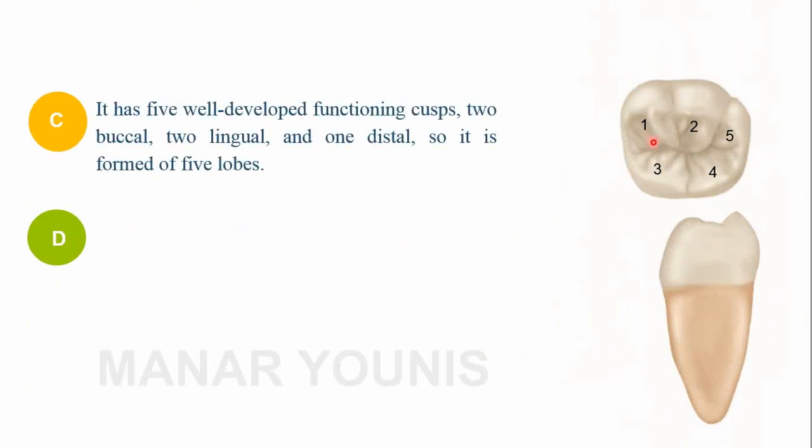It has 5 well-developed cusps. This is the mesiobuccal, this is the distobuccal, this is the mesiolingual, the distolingual, and the small distal cusp. All these 5 cusps are functioning. So the mandibular first molar is developed from 5 lobes, just like the maxillary first molar. However, its 5 cusps are all functioning, while in the maxillary first molar, only 4 of the 5 cusps are considered functional.